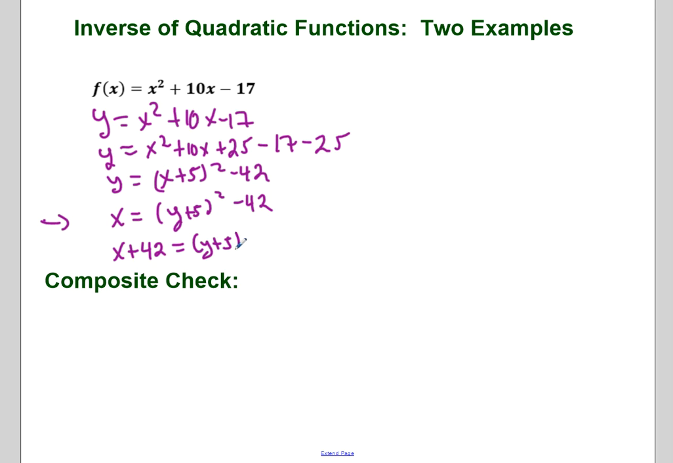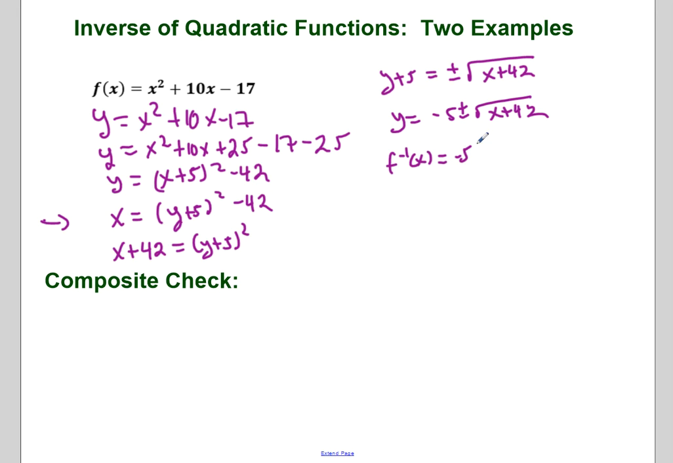And as you can see, completing the square makes this a pretty simple process. I'm going to square root both sides, and since I have a variable involved, I am going to take both roots. There we go. And subtract the 5, and I am done for the most part. Negative 5 plus or minus square root of x plus 42. So my inverse relation is negative 5 plus or minus the square root of x plus 42.